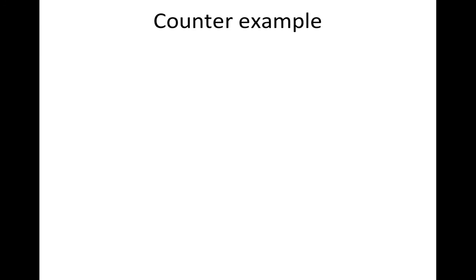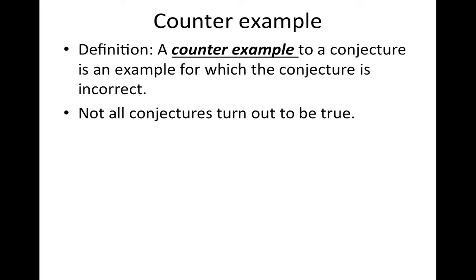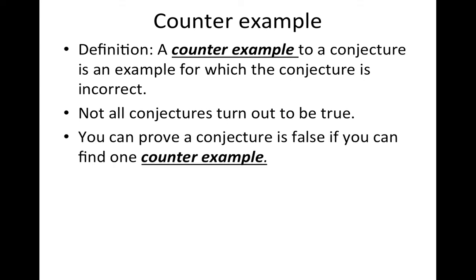What is a counterexample? A counterexample to a conjecture is an example for which the conjecture is not true or is incorrect. So it turns out that not all conjectures are true. Conjectures are just our guess based on the pattern we see in inductive reasoning, and sometimes we can see the wrong pattern or just make a mistake, so not all conjectures turn out to be true. Just like from the pattern of numbers I saw, I conjectured that all numbers were even, and of course that's not true. And you can prove a conjecture is false if you can find just one counterexample.